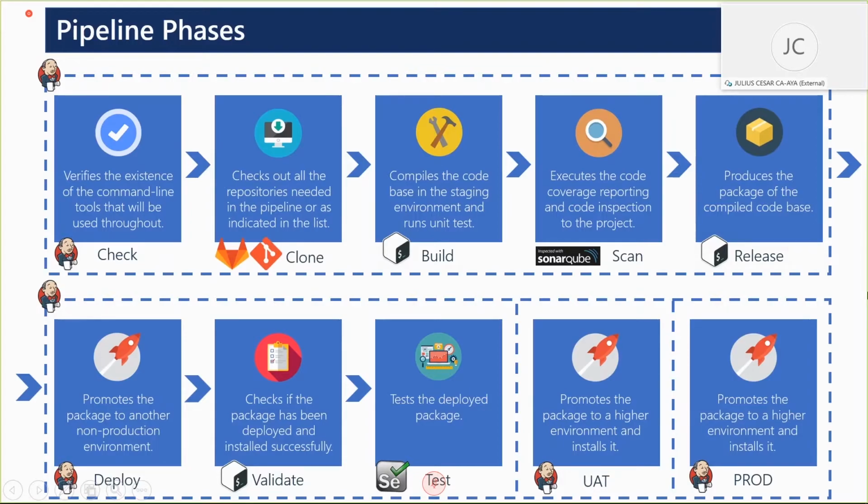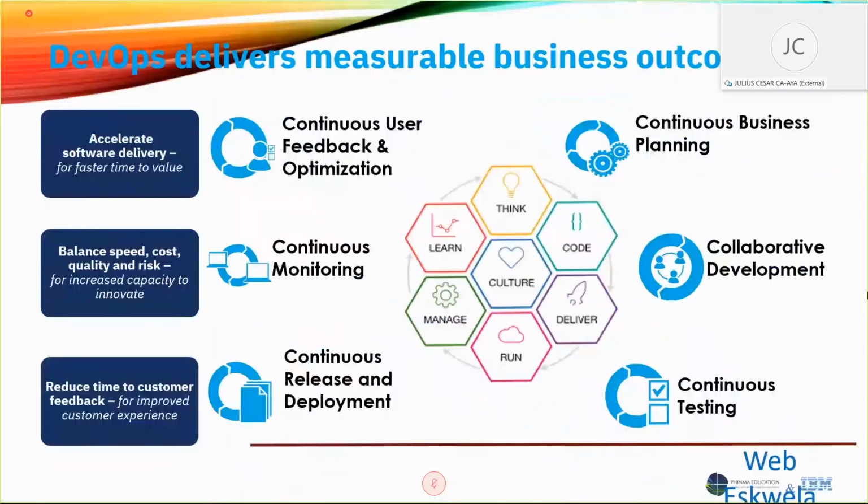So yeah, DevOps delivers measurable business outcomes. And by implementing 6Cs, you can achieve an accelerated software delivery. There's a question from Dr. Fuentes. Dr. Fuentes, I'll unmute you. Can you verbalize your question?